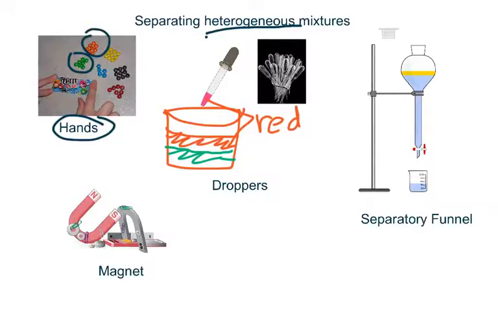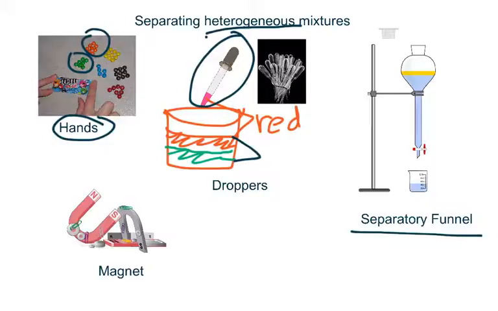We can use our hands to separate large objects like M&Ms. We can also use droppers to separate, for example, two different liquid layers. But scientists like to use something more professional. They like to use something called a separatory funnel, written over here.